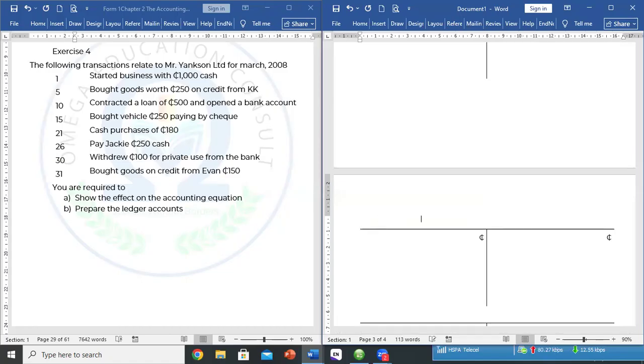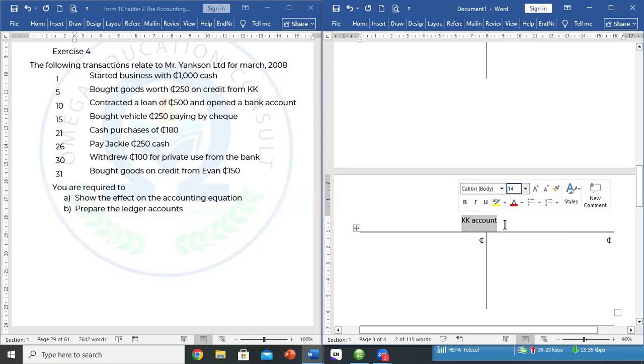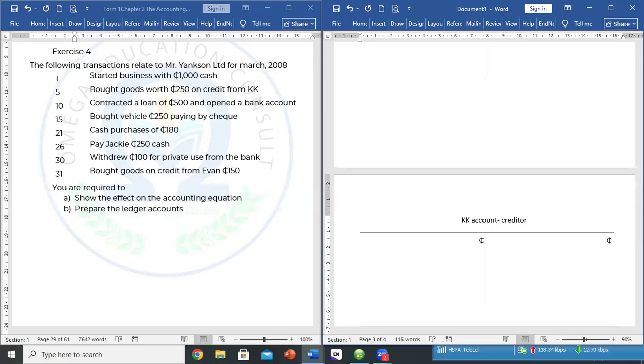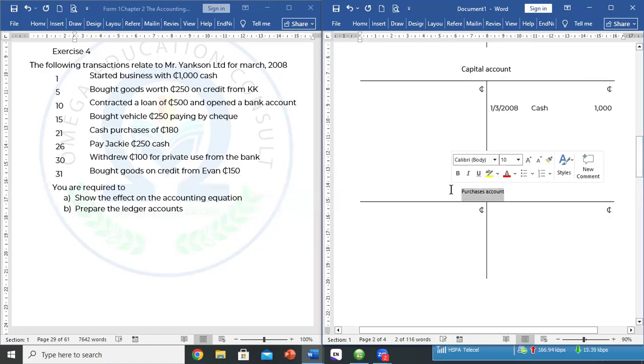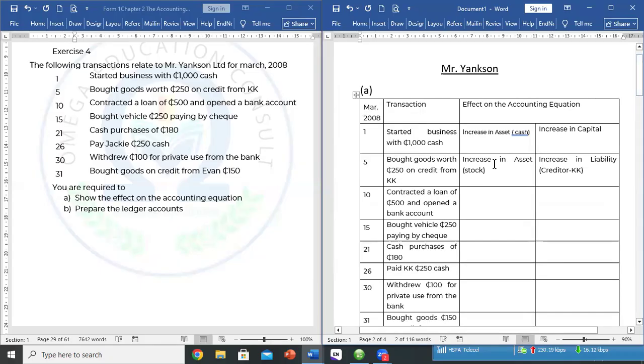Then we open KK's account, KK. So you can add more to KK's account and let us know that KK is what? A creditor, right? So which account are we going to debit and which account are we going to credit based on the effects that we have just written? So the effects are increase in asset stock, and the account we are opening here is purchases, and increase in liability creditor, KK, right? So which of them are we going to debit and which of them are we going to credit? I think a professor should do this for us.